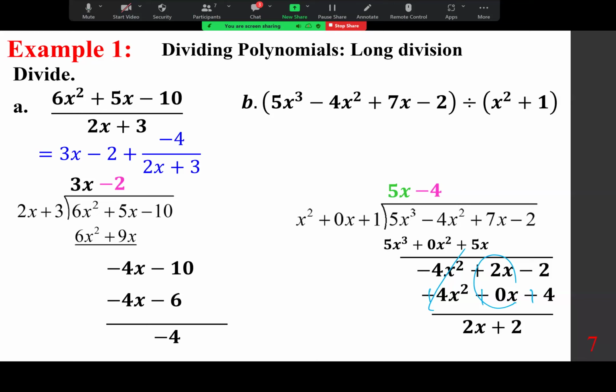I believe that's pretty straightforward. So how do we write this guy? We write the answer is 5x minus 4 with the remainder 2x plus 2 over x squared plus 1.